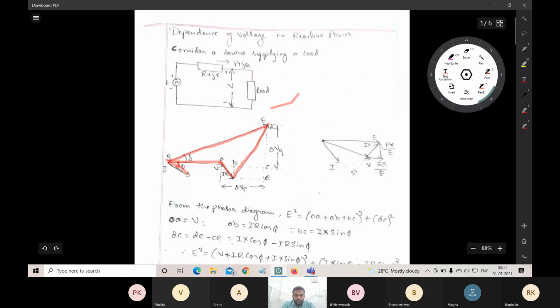This is the point 0. The line which is drawn from 0 to V, this is our V, and this is our I. The line which is drawn parallel to this is called IR.